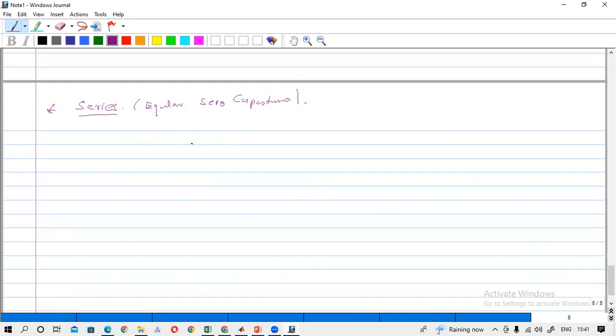Let's say that serially we have connected several capacitors. Let's say we have connected n capacitors like this. This is the first capacitor, second, third, and this is the nth capacitor. And we have connected them across some voltage. Let's say that voltage is V.